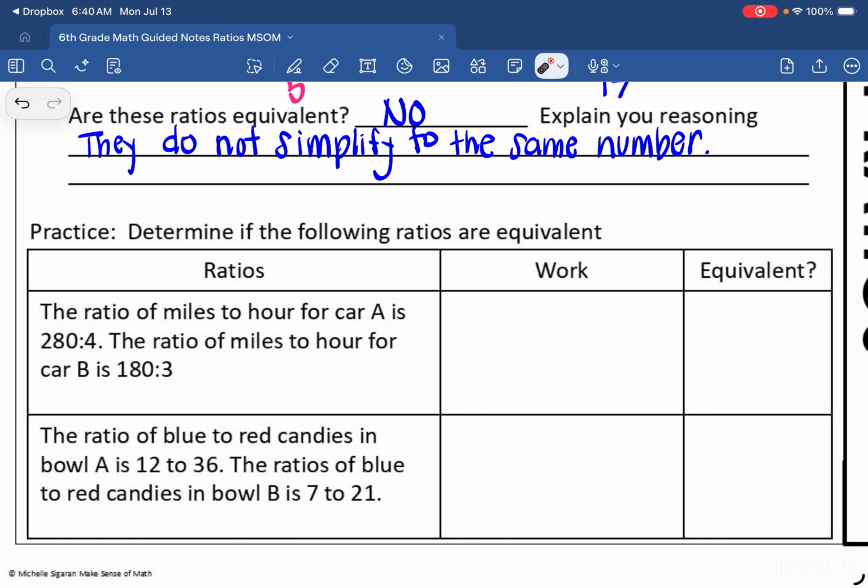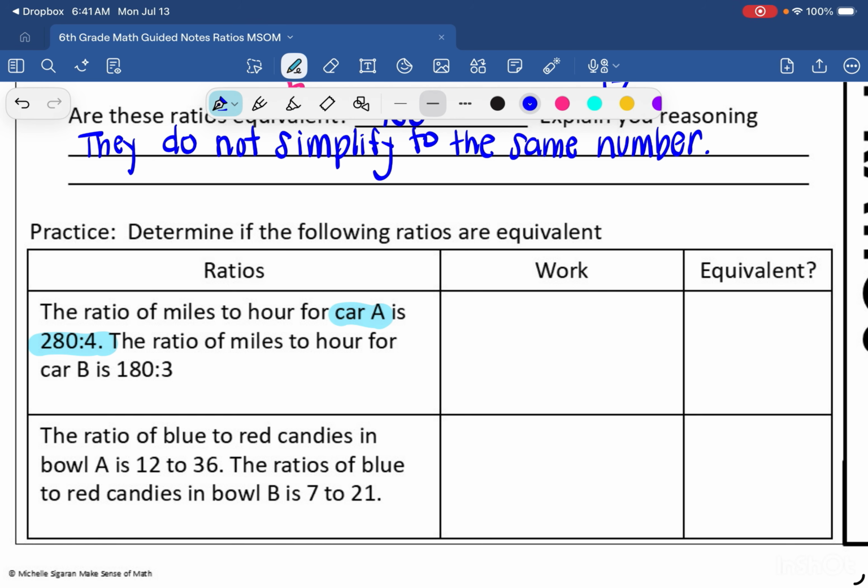The ratio of miles to hours for car A is 280 to 4. The ratio of miles to hours for car B is 180 to 3. Car A is 280 to 4. Let's write that as a fraction, 280/4. And then car B is 180 to 3. So let's also write that as a fraction, 180/3. Let's see to simplify these, 280/4, I can divide both of those by 4.